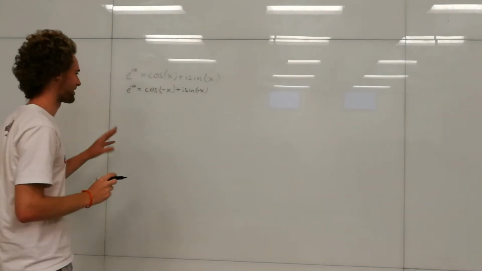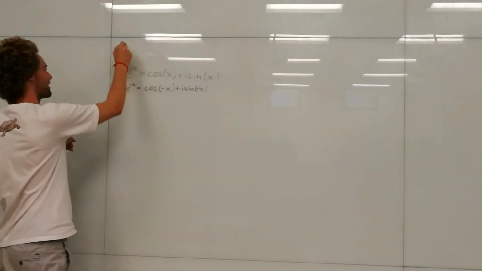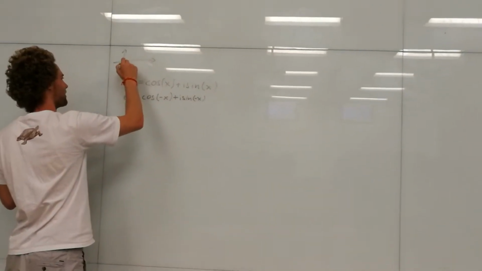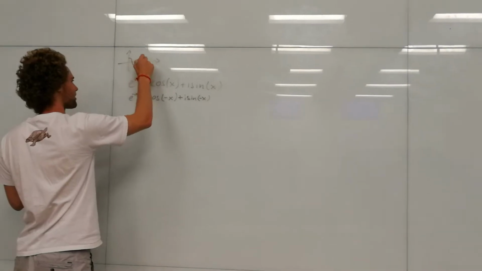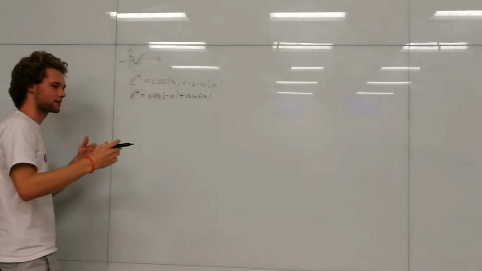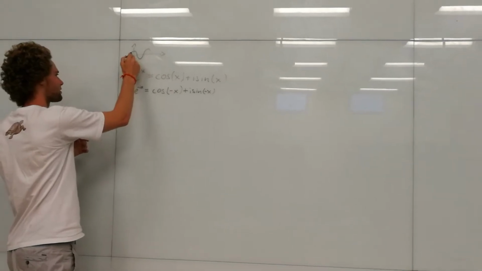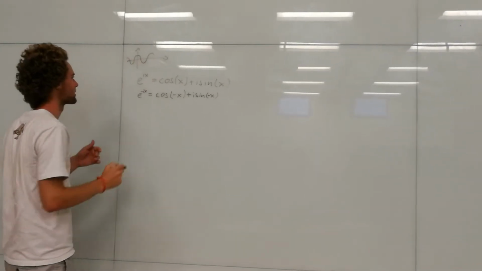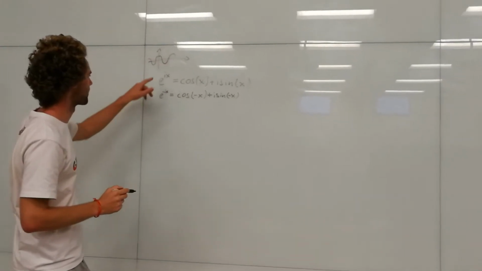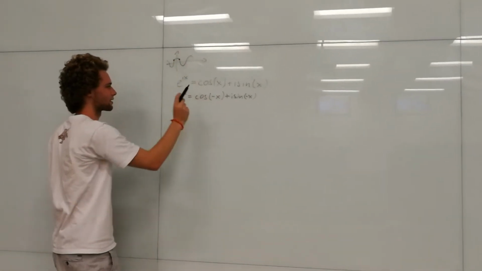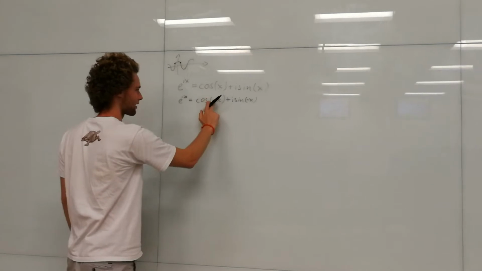So let's remember the identities of cosine and sine. We have cosine that starts here and goes like that with a periodicity of 2 pi. And it also looks the same over here. So this is an even function, therefore cosine of x is cosine of minus x. So we might as well take this away.